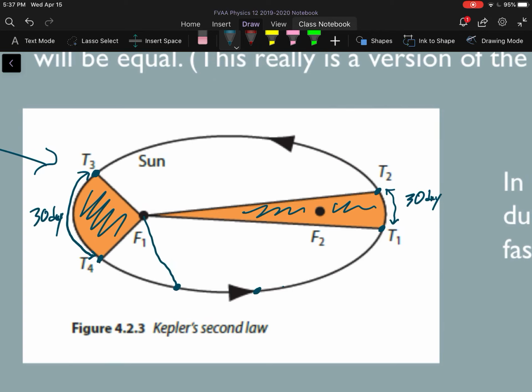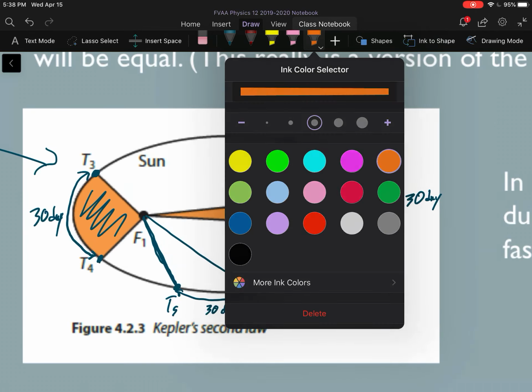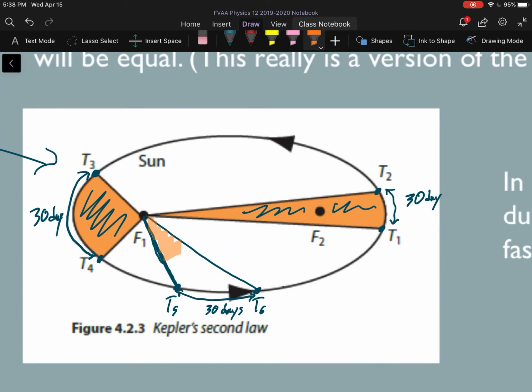So you have a not so straight line there, and a little bit better line there. Let's say this is T5 and this is T6, and again, the time it takes to get from T5 to T6 is 30 days. That's our set time. The area I can shade in between the two lines I've drawn, wow, this orange almost perfectly matches the orange the slide uses, just a little bit darker. So this area will also be equal to the area of the first two shaded regions, and that's true anywhere in the ellipse.